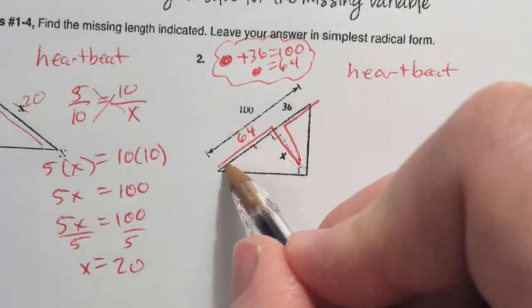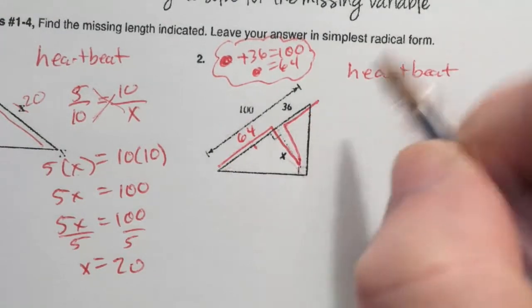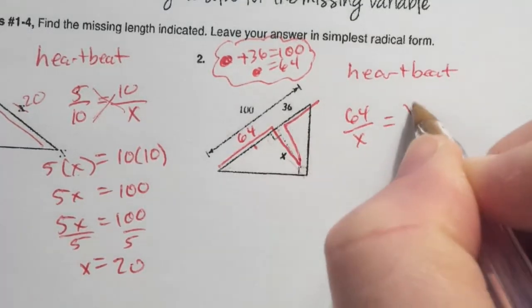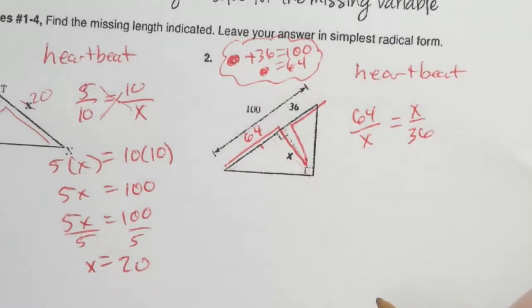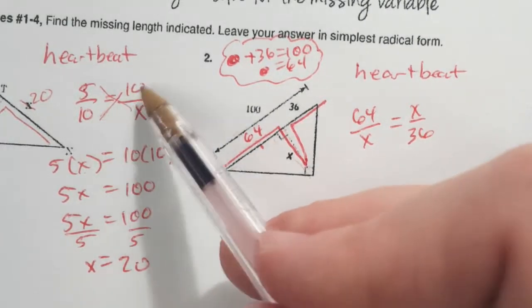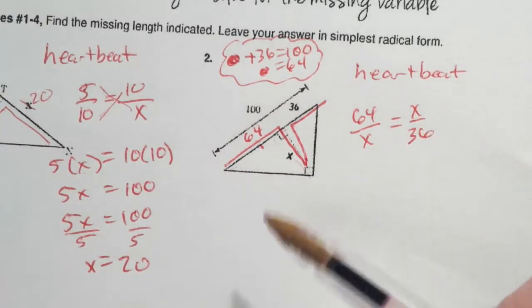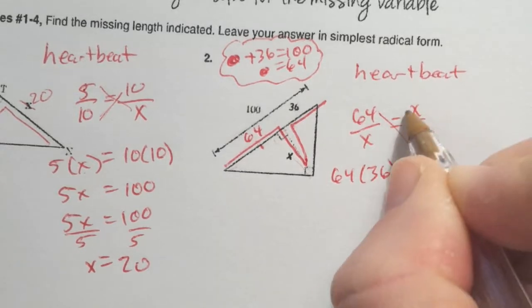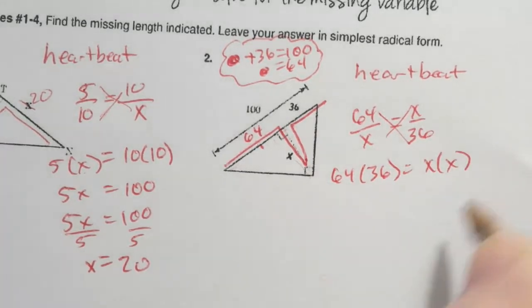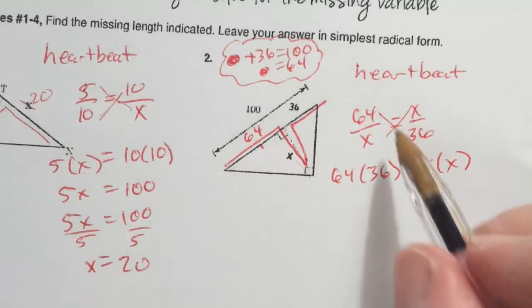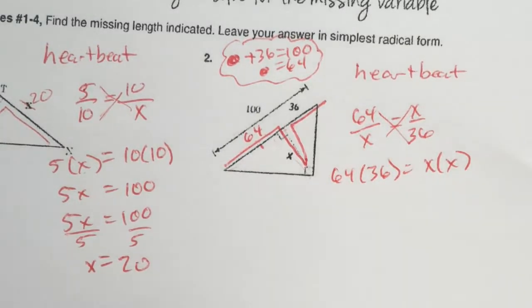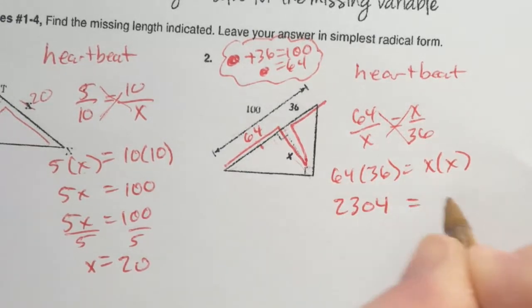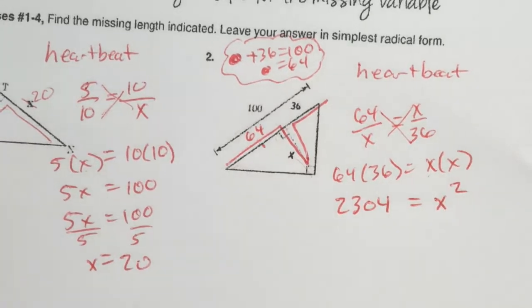Okay, so now we can answer the question. This over this equals this over this. So 64 over x equals x over 36. Notice before x was not the middle. This time x is the middle. Okay, cross product. These two go together, so 64 times 36 equals these two go together, x times x. Always take the time to actually write this out. If you skip it, there's a big chance you're going to mess up. 64 times 36, we get 2304 equals x times x, which is x squared.